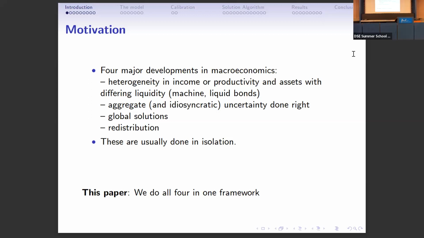And finally, redistribution. This could mean 2 things. From one side, government redistribution, and from the other side, if you have many shocks in the model, they redistribute across different types of agents, right? And so normally, these 4 major developments are introduced in isolation. And so we thought it would be good to put them in one model, in one paper, and see whether it makes a difference, right?